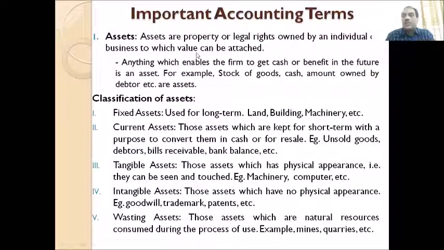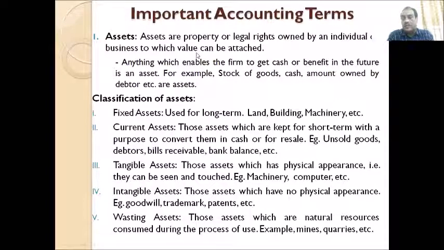Then there are different types of assets. There are fixed assets which are used for the long term, like land, building, machineries. Then there are current assets, those assets which are kept for the short term with a purpose to convert them into cash or resell, like unsold goods, debtors, bills receivable, bank balances. So suppose you have a cow. The cow is a fixed asset. It gives her services for a longer period. We can utilize her services for a longer period. And the milk that we receive from the cow is a current asset, sort of. We get it every day and then we sell it every day. So this is the difference between the fixed and current assets.